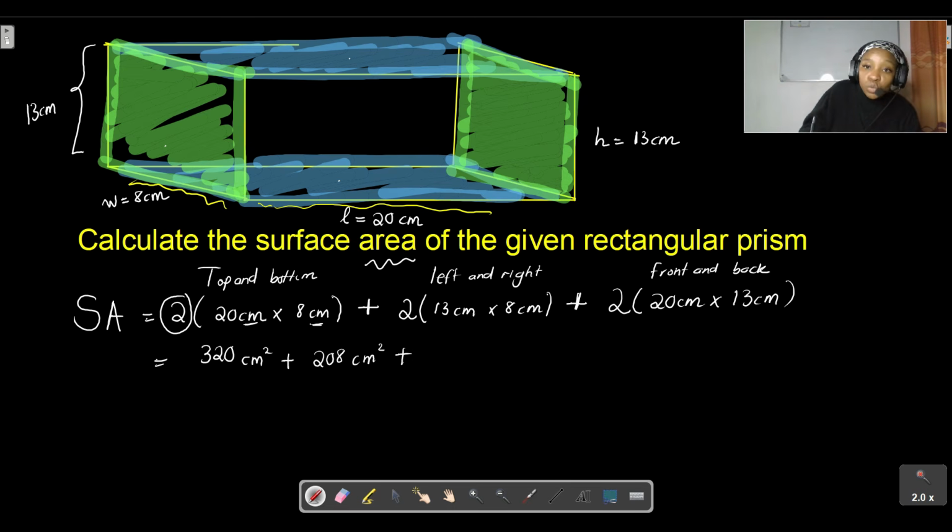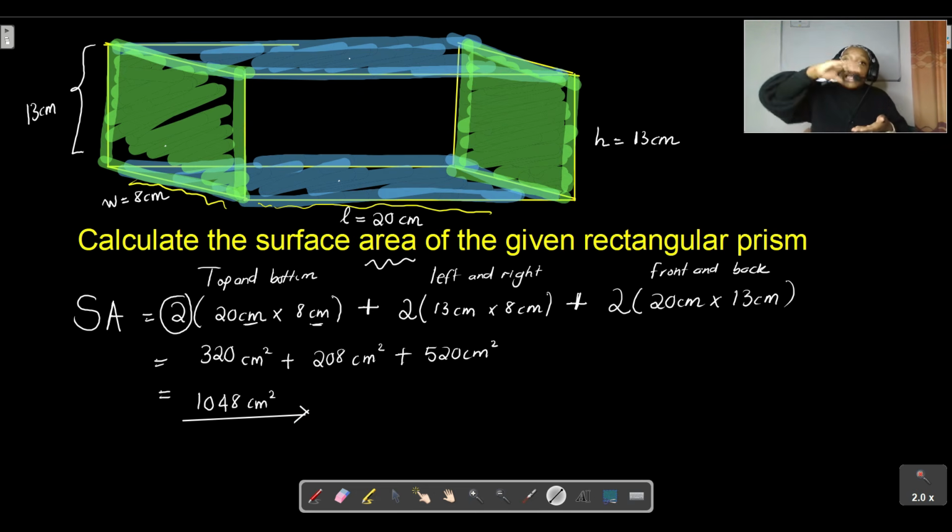Plus 2 multiplied by 20 times 13. If you punch that into your calculator, you'll see that you get 520 centimeters squared. So if you punch in 320 plus 208 plus 520, you'll get 1048 centimeters squared. So that is the total surface area of this rectangular prism. If you just sum up all the areas of this particular shape, it is 1048 centimeters squared.